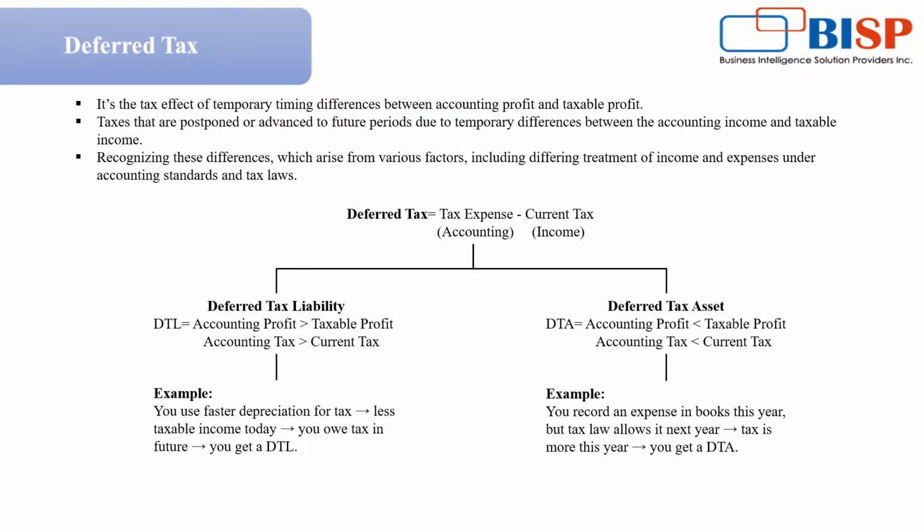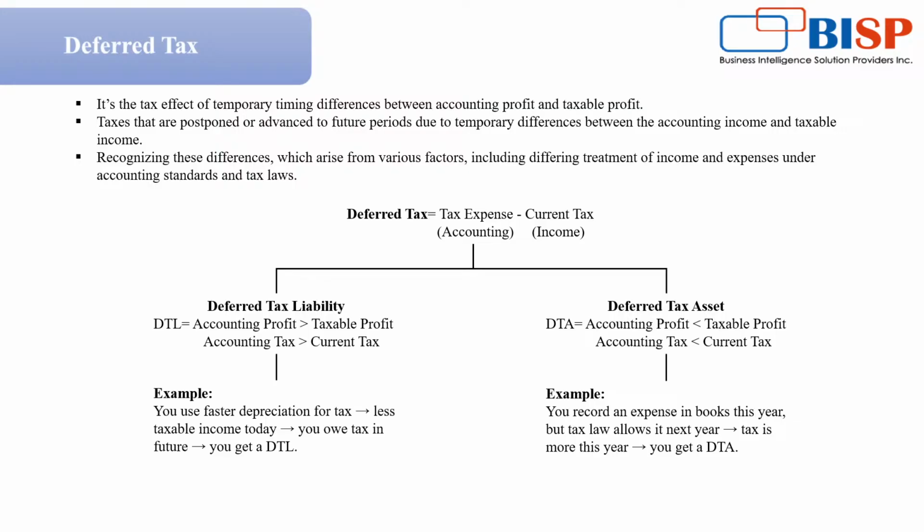So here in the presentation, we are recognizing these differences which arise from various factors, including different treatment of income and expense under the accounting standards and tax laws. For example, if a company is registering an expense today, the 2nd of September 2025, according to the tax, if it closes the books in December, it is only allowed to carry out the expenses which have occurred within the year, not which are going to occur in future, but the company has registered an expense which will occur in future.